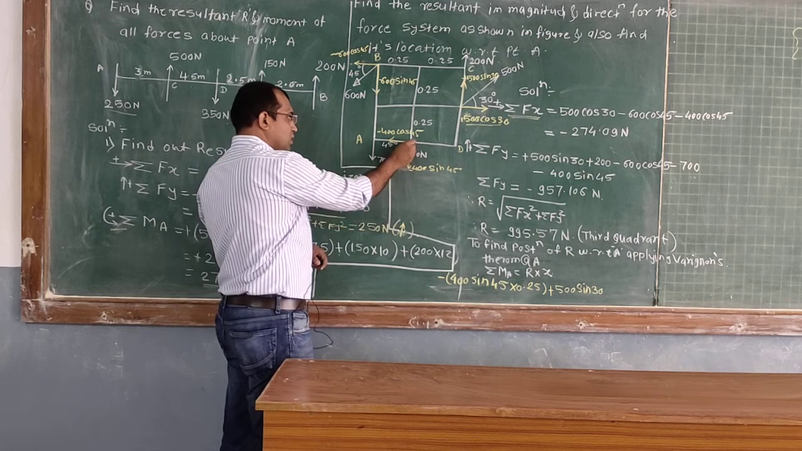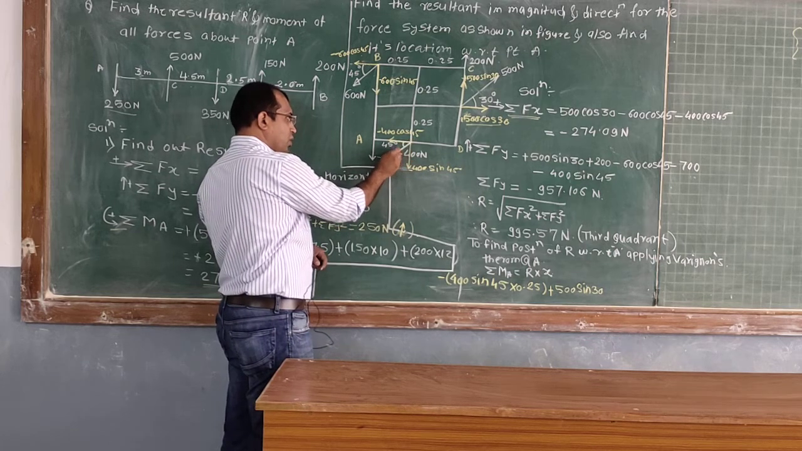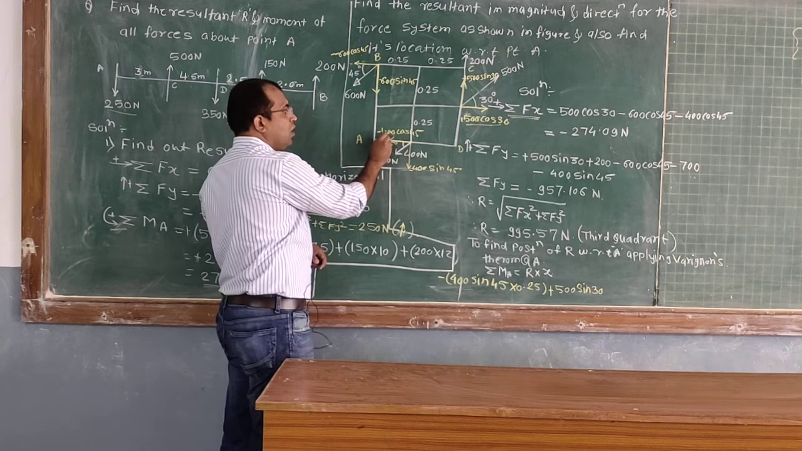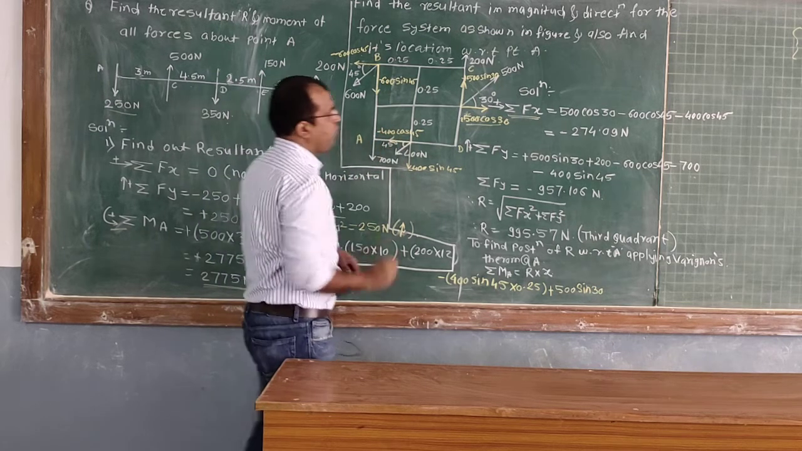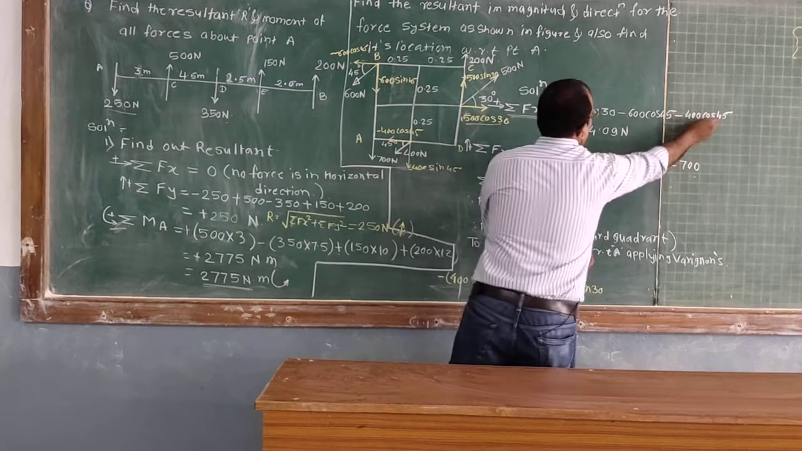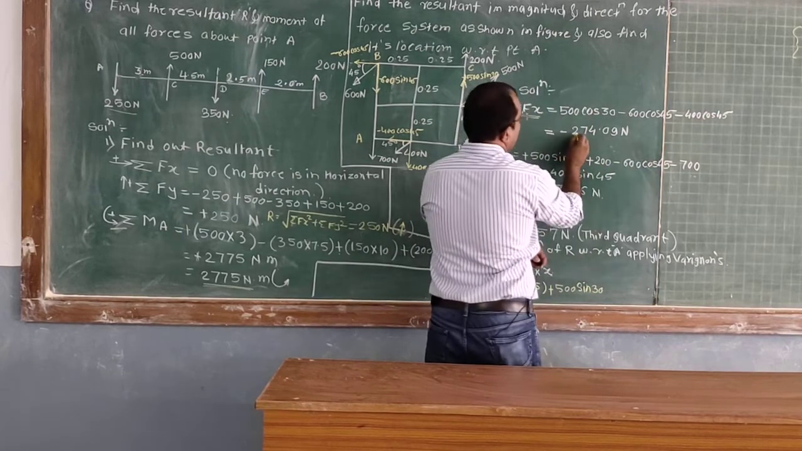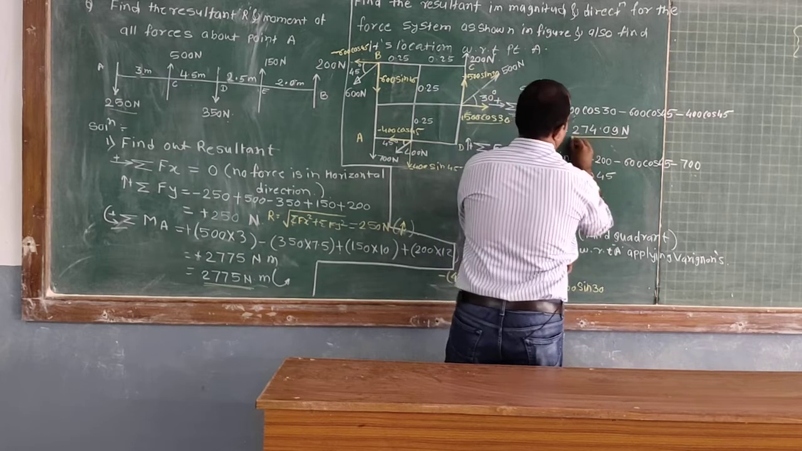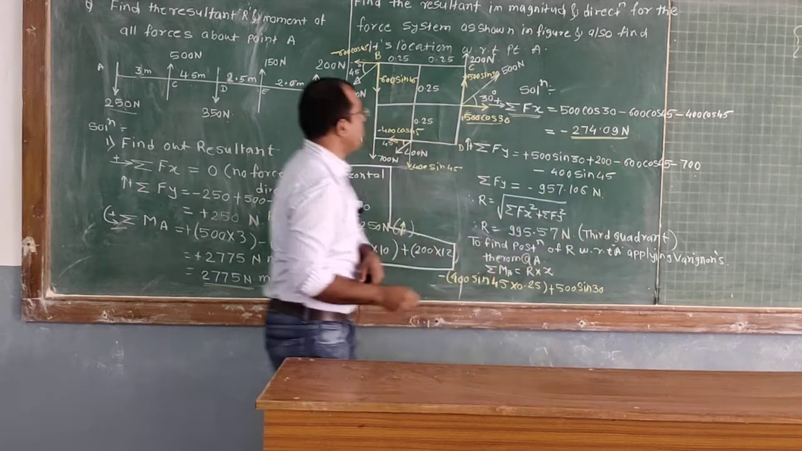Now comes the next force 400 Newton. It is inclined. So we have to find out its x component. What is its x component? Minus 400 cos of 45. So you will get the minus 274.09 Newton as summation of f of x.